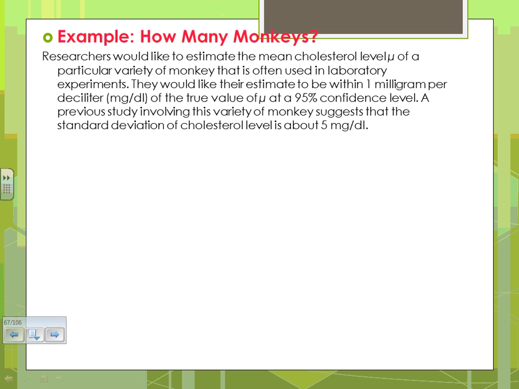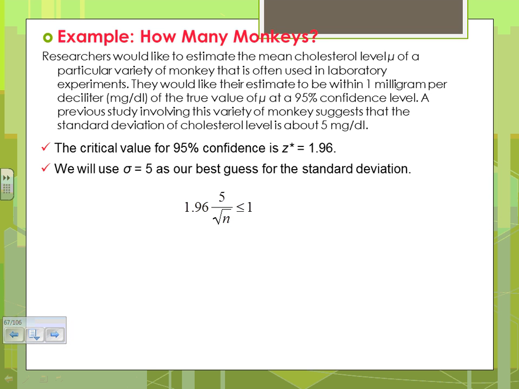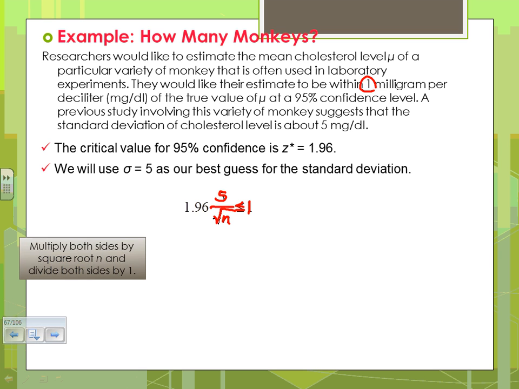Get my calculator out too. We can go find our critical value on our formula sheet. Remember, it's right above. Basically, we're going to take our critical value times that standard deviation, which was 5, that was your sigma, divided by the square root of n, and it wants to be within 1 milligram. So we want that standard error to be less than or equal to 1. Okay, so we can multiply both sides by the square root of n. So I have 1.96 times 5 is 9.8, which is less than or equal to the square root of n. Dividing by 1 doesn't really change anything, right?